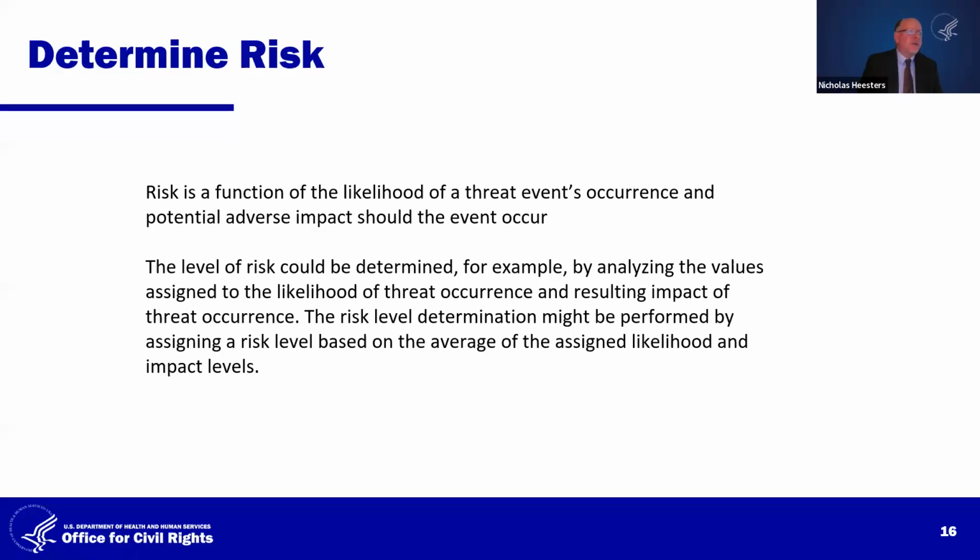With this information, we can look at determining risk, where risk is a function of the likelihood of a threat event's occurrence and the potential adverse impact should that event occur. That level of risk could be determined by analyzing the values that have been assigned by the organization to likelihood of threat occurrences that result in impact, and that risk level might be determined by assigning a risk level that's based on the average of the assigned likelihood and the determined impact levels.